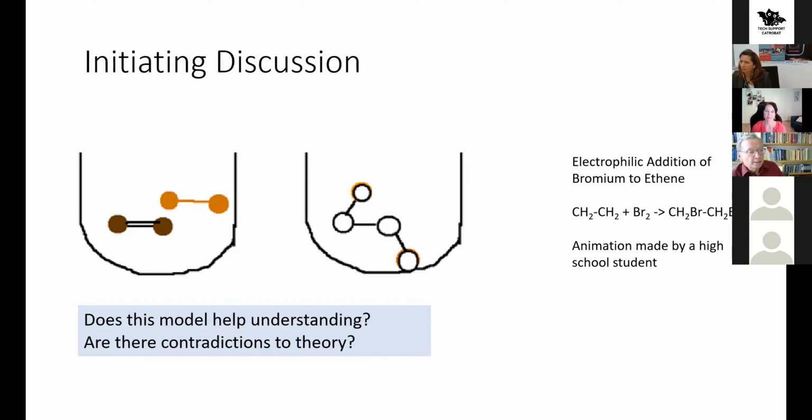When you create a model, it always has some errors. It's not perfect. No model is perfect. Each model is a simplification. And these student-made models are really a good start for discussions about modeling. And questions could be, does this model help understanding? Are there contradictions to theory? And when doing these discussions, you learn a lot.